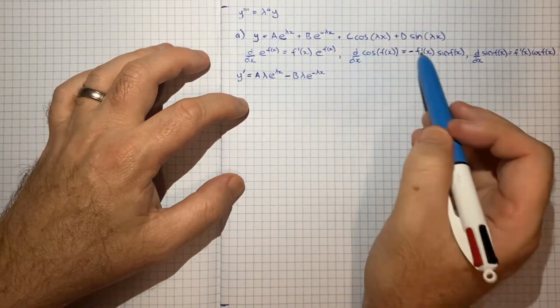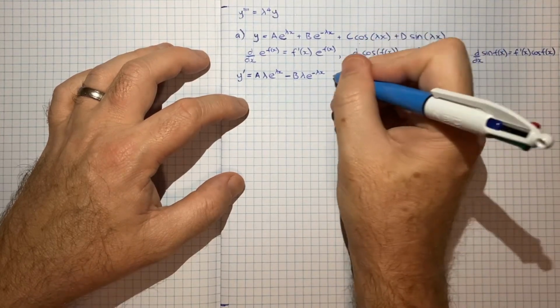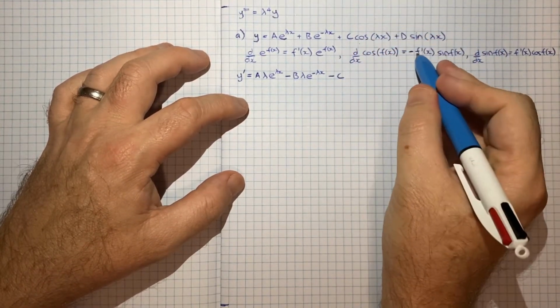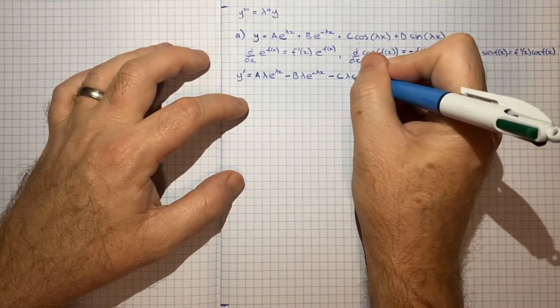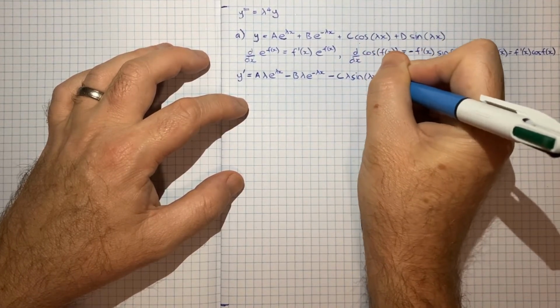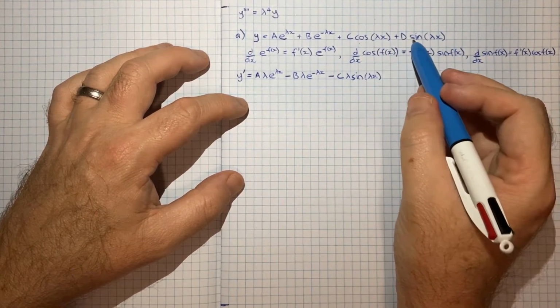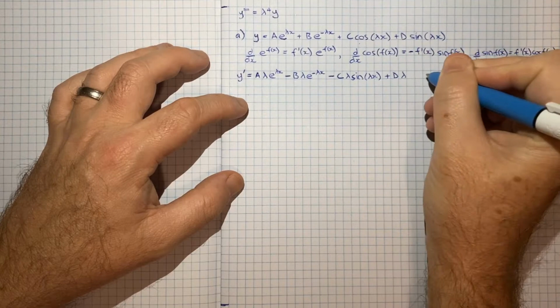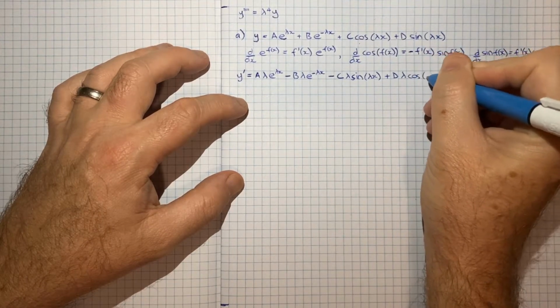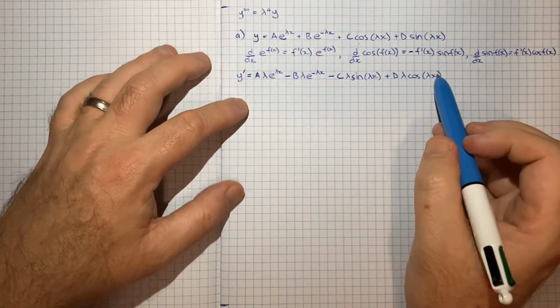For differentiating cos, again, we'll get a negative, so we'll get minus c lambda, and then sine of lambda x. And then differentiating sine, we'll just get plus d lambda cos of lambda x. So that's our first derivative.